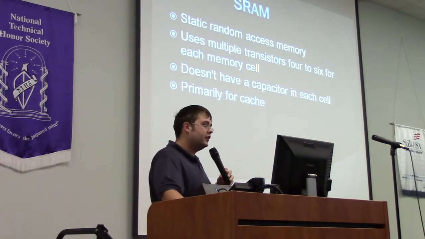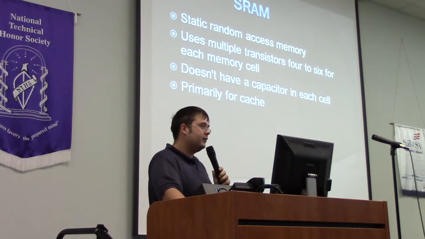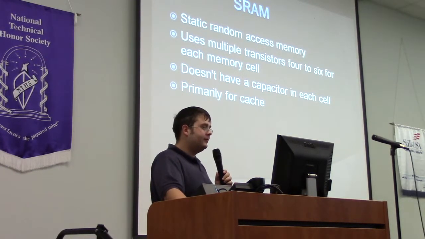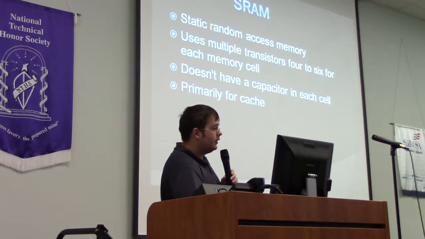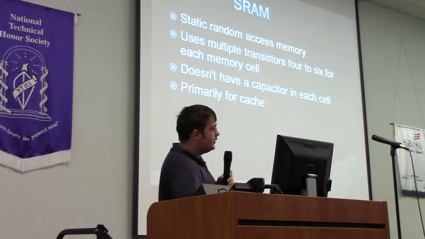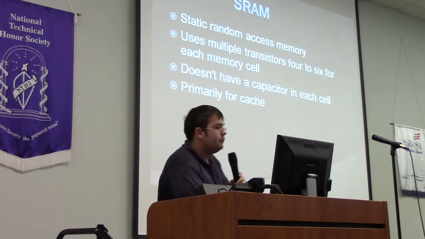One of the first types is SRAM. Anyone know what SRAM is? Static random access memory. It uses multiple transistors, 4 to 6 for each memory cell. It doesn't have any capacitors in each cell. It's primarily used for cache.